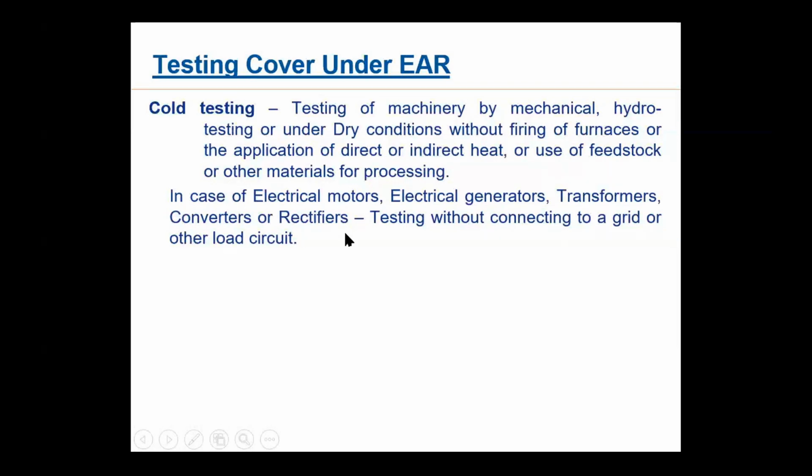Now for electrical examples, in case of electrical motors, electrical generators, transformers, converters or rectifiers: testing without connecting to grid. You can test these equipments, but no connection to the grid or to other load circuits. It should not be connected. Then only it is cold testing. So if an electric generator is there, you can do a free run, a dry run. Electric motors, you can run it and test it. That is cold testing. But if you give the load, then it is not cold testing.